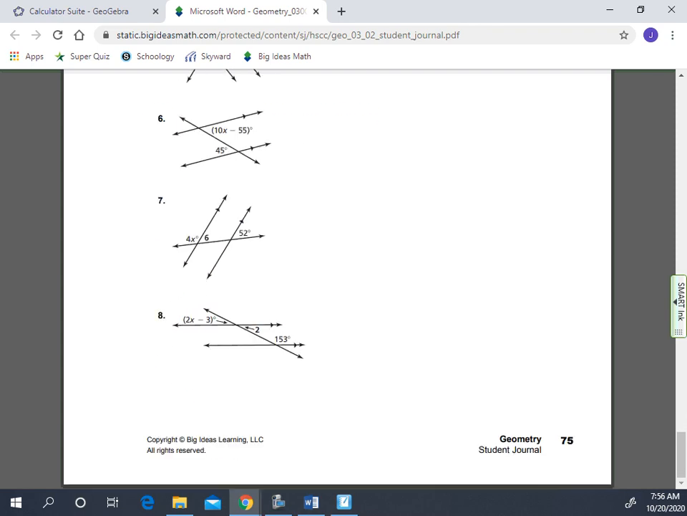Last couple here. 45 and 10x minus 55. Those are alternate interior angles. And they're equal to each other again. So we can set those equal to each other. Add 55 to both sides. And we get, what is that? That's 100.